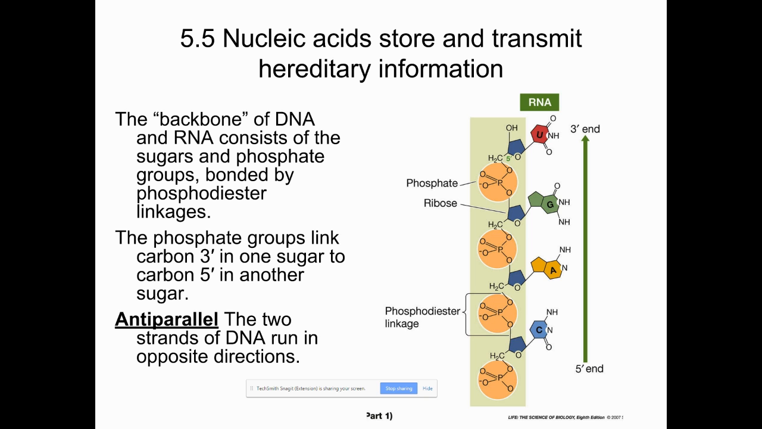DNA has direction. We'll deal with this later. The direction is 5' to 3', but for right now, just understand it has direction. And the DNA molecule is parallel, but it's anti-parallel. The DNA strands go in opposite directions. So they're parallel to one another, but because they're facing opposite directions, we call it anti-parallel.